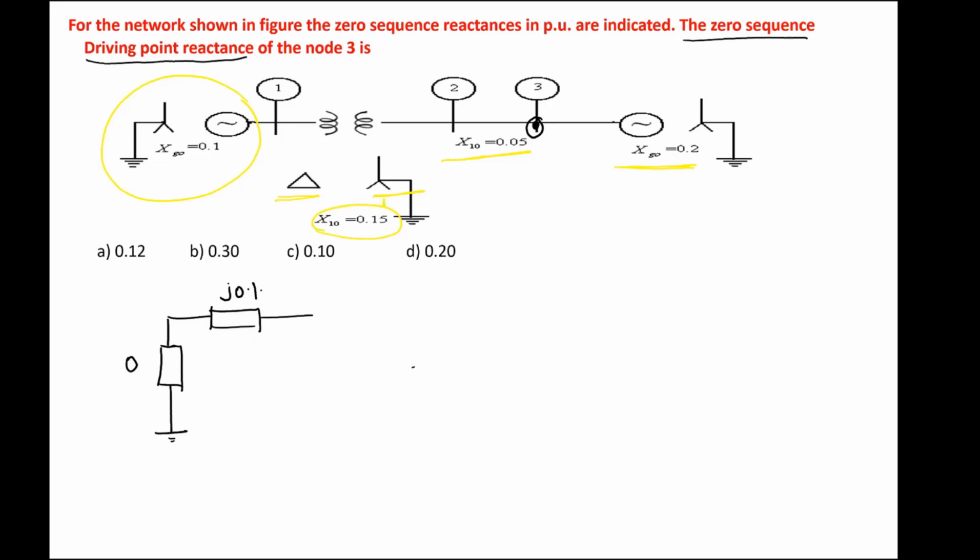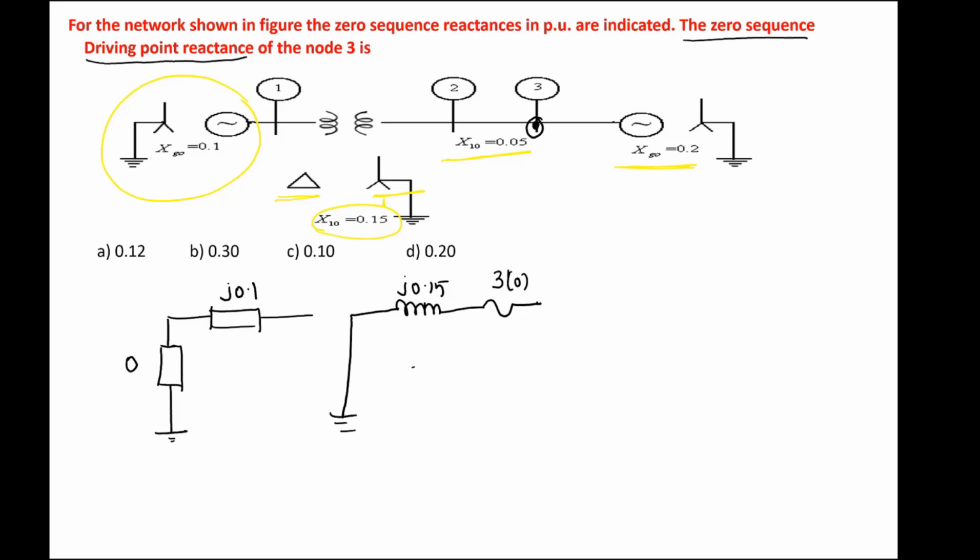The next element is the transformer. How is the primary connected? Primary is delta connected, so the series switch is open and the shunt switch is closed. Again, you have the impedance, j0.15. Secondary side, how is it connected? Star and grounded. So the series switch is closed with 3 times the neutral grounding impedance. Here the neutral grounding impedance of the star side of the transformer is 0, so it is 3 into 0.